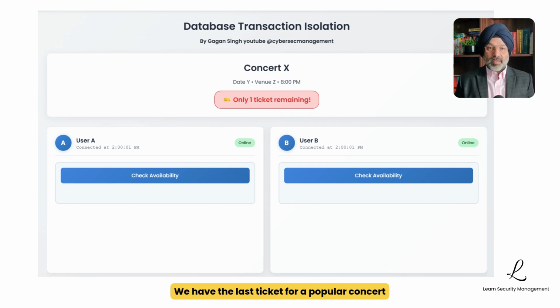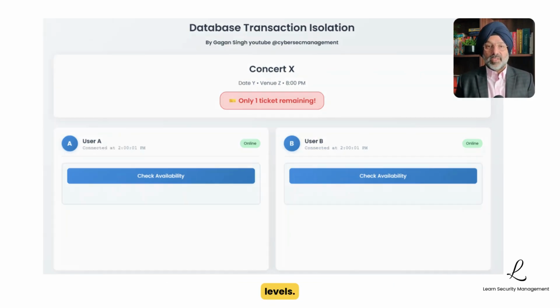We have the last ticket for a popular concert, and two users are trying to buy it at exactly the same moment. Both users see one ticket available when they check. Let's see what happens with different isolation levels.